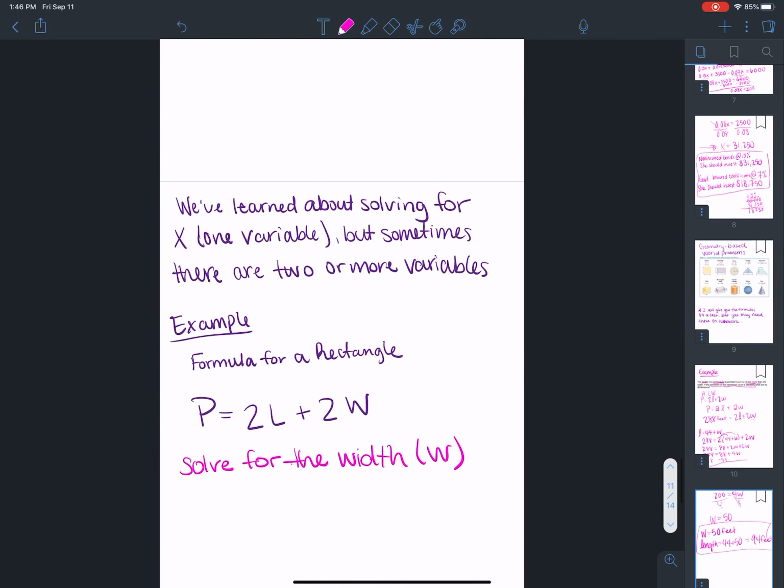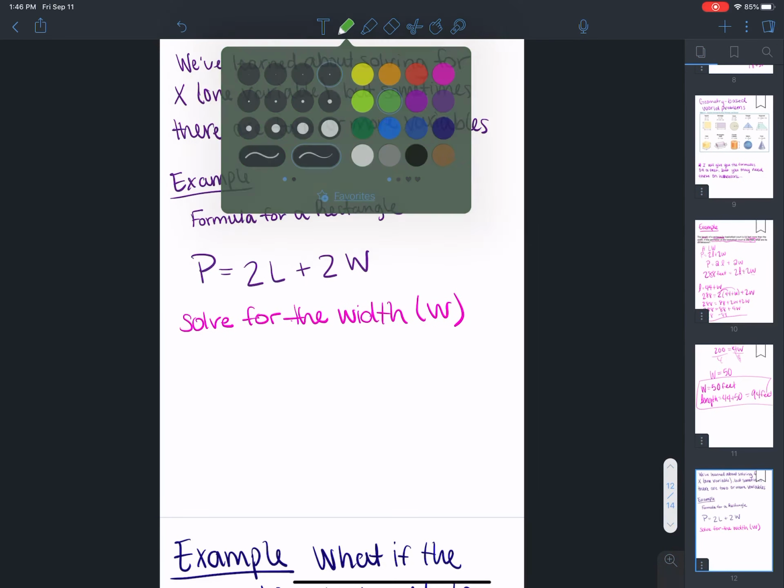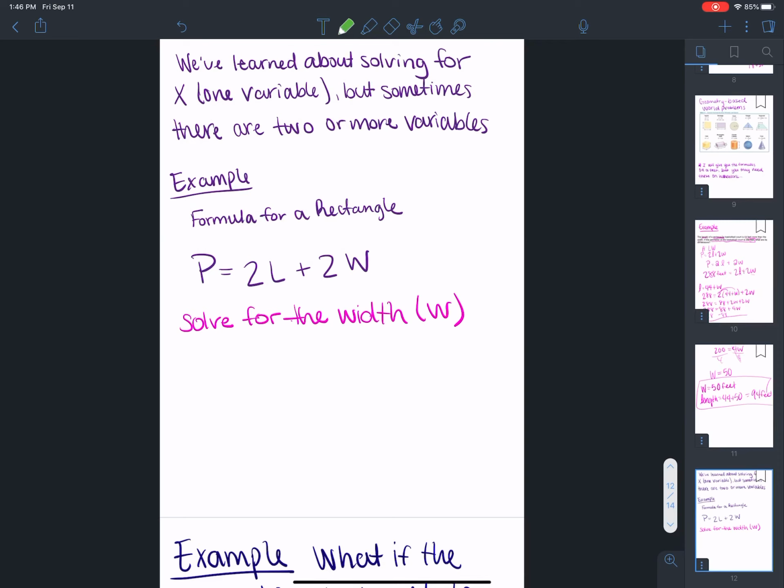Okay, cool. Alright, so we've learned about solving for x when we just have one variable, but sometimes there are 2 or more variables. We know the formula for a rectangle is P equals 2L plus 2W. Let's solve for width. So what if you don't have any numbers? It just wants you to solve for width, okay? That's fine. You can still do that. All you need to do is isolate width, right? Because that's what we're looking for.